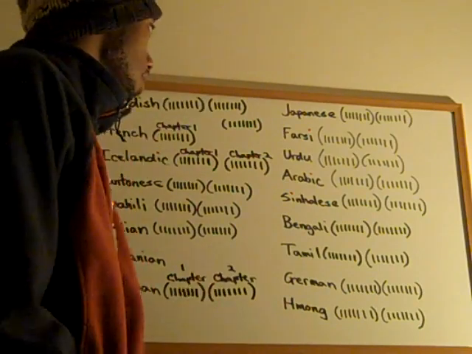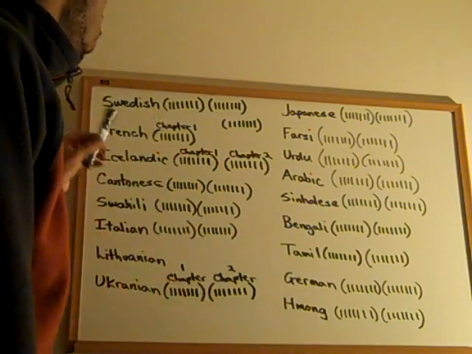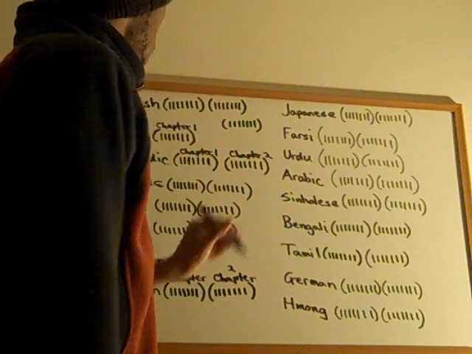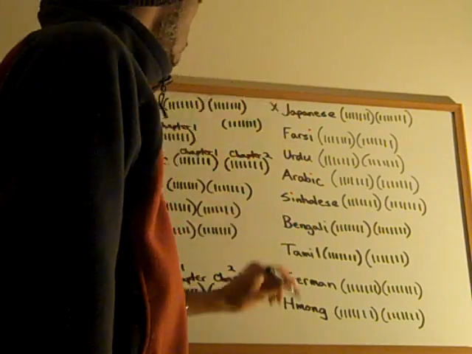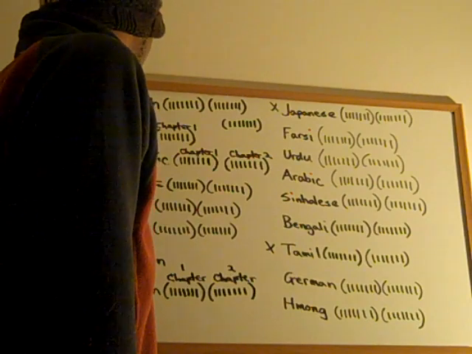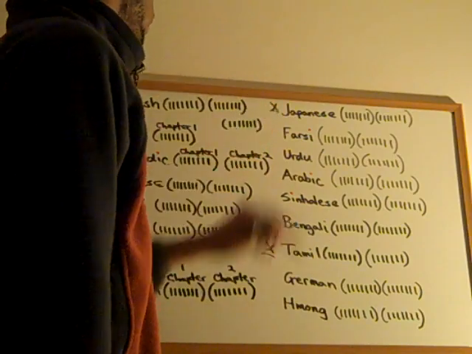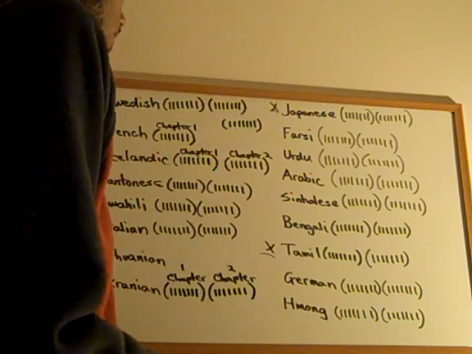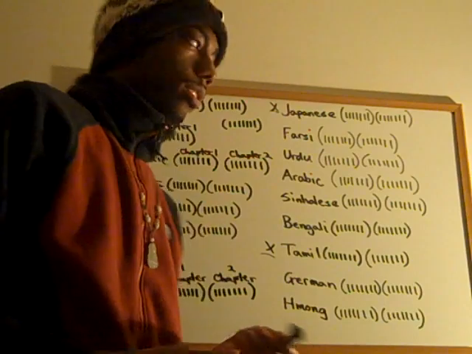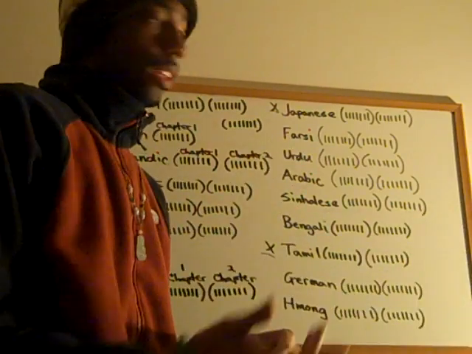Let's say, like me, you would choose 4 languages for the year. Let's say you choose Swedish, Japanese, Tamil, Ukrainian. These are the languages you chose to do for the whole year. And this is like the 3-month period. The first 3 months you spend on Swedish, and then the next 3 months you spend on Japanese, like that.